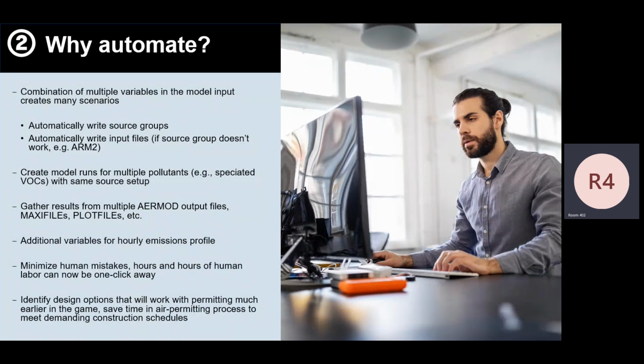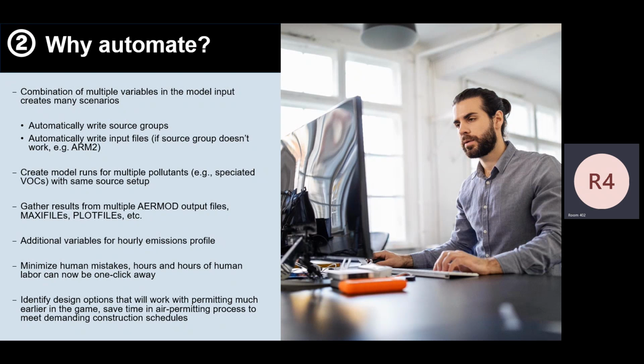So I've probably already gone through a lot of the reasons to automate in the first screen, but we have them listed here. It's a combination of multiple variables, and the model I can write manually, say 10 or 30 groups, but when it comes to 3,000 or 10,000, you want a program to write it for you.